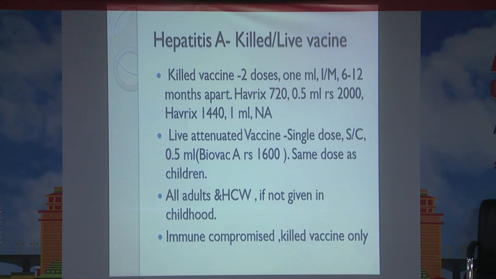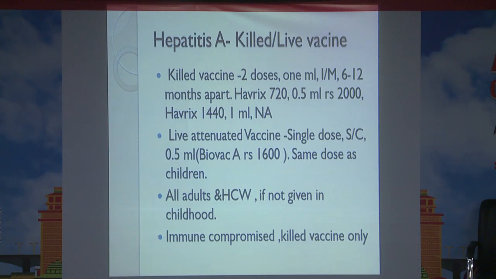Hepatitis A. There are two types of vaccines to prevent hepatitis A. One is killed vaccine by the name of Havrix. 2 doses are given at 6 to 12 months interval. In children, 0.5 ml is used, and for adults, 1 ml is used. However, live attenuated vaccine, a single dose is required. Same dose, 0.5 ml for children as well as for adults.